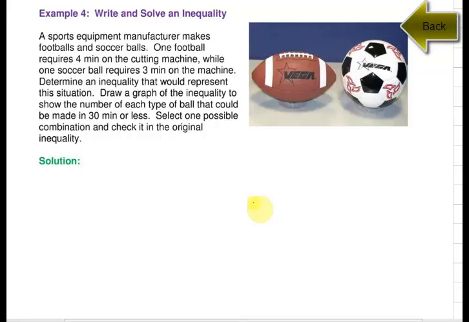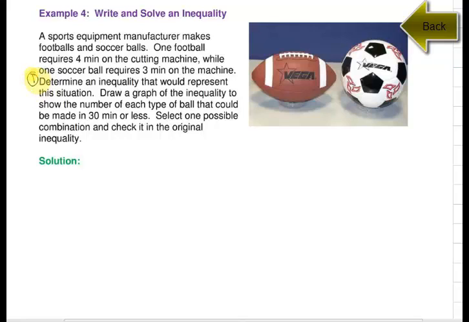Okay, so we're going to do an application problem. You are asked to write and solve an inequality. A sports equipment manufacturer makes footballs and soccer balls. One football requires 4 minutes on the cutting machine, while one soccer ball requires 3 minutes on the machine. Determine an inequality that would represent this situation.